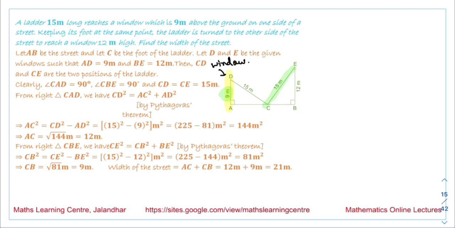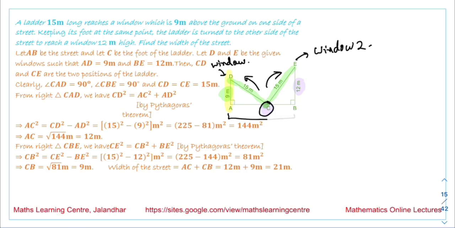And keeping the foot of the ladder at the same point, this is the ladder we are talking about. We have kept the foot of the ladder at the point C. The ladder is turned on the other side of the street to reach a window 12 meter high. This is the window 2. Earlier the ladder was on this side, now the ladder has moved on this side. We are saying this point C is fixed over here. So we have to calculate the width of the street.